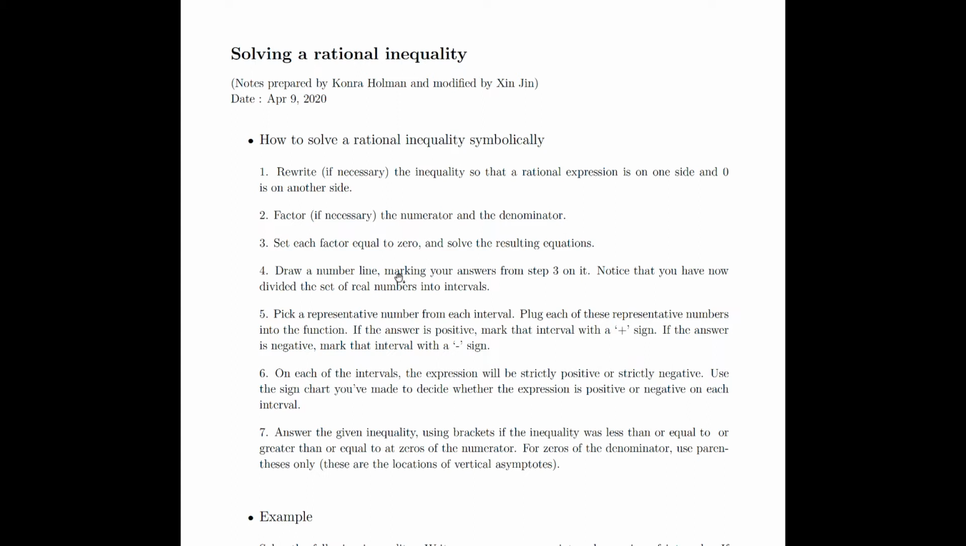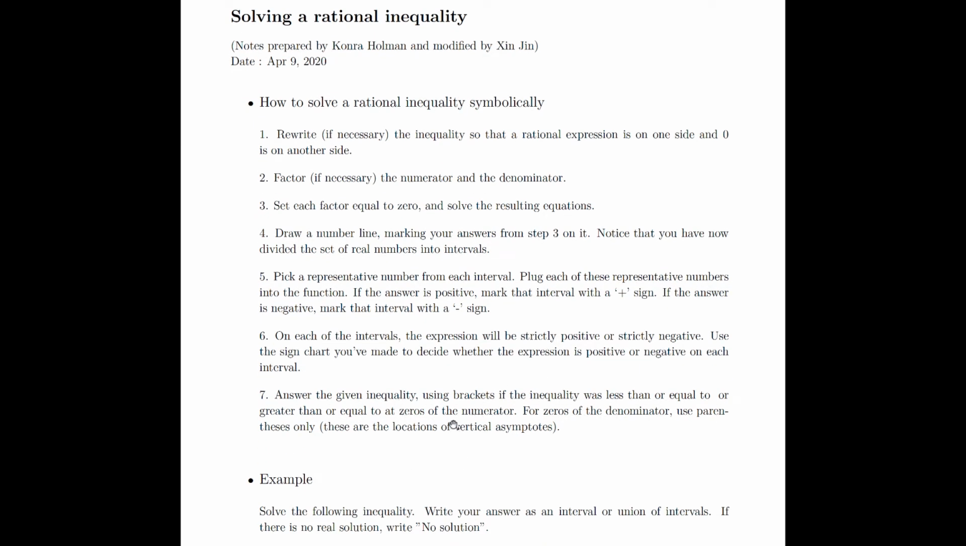So we will have a certain number of intervals, and then in step 5 we're going to go ahead and check those intervals. So we're going to pick a representative from each interval. We are going to plug it into the function, and then we're going to mark if we have a positive answer or a negative answer. Because we have found all of the x-intercepts and all of the vertical asymptotes, those are the only places where the graph can change sign. So for each interval, we're either going to have a strictly positive sign or a strictly negative sign. So whatever sign we got for that representative is going to give us the sign for the whole interval.